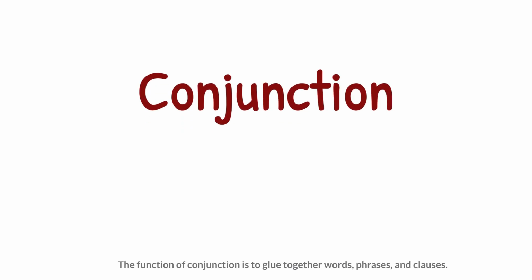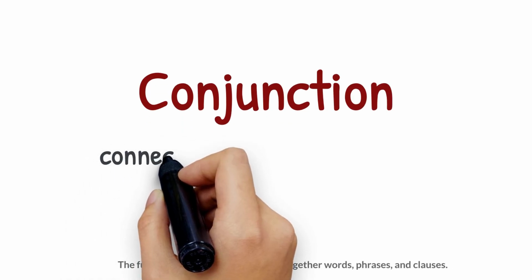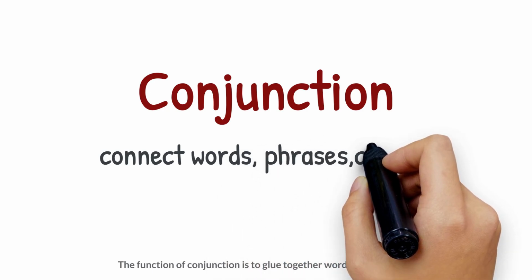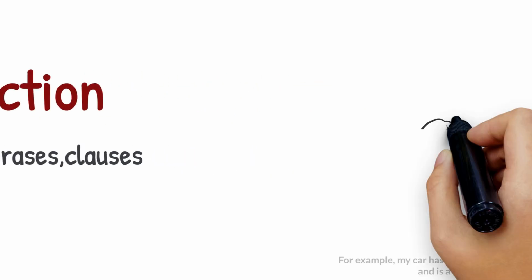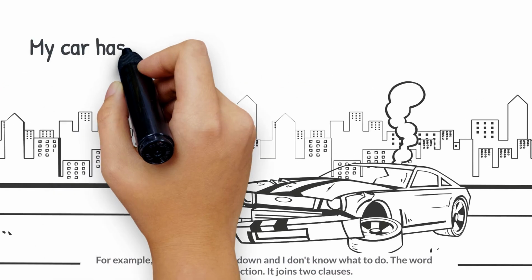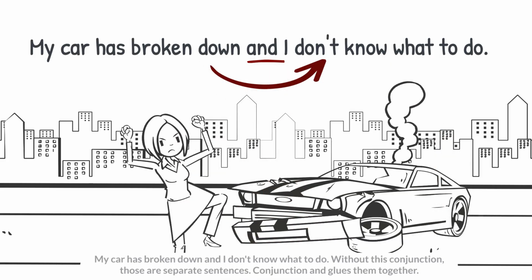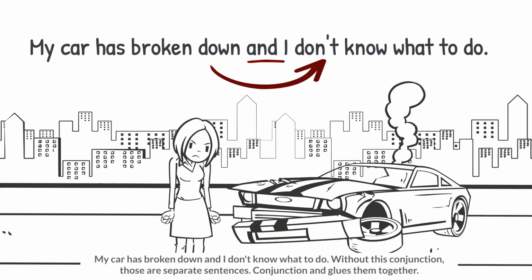Okay, the next part of speech is conjunction. The function of conjunction is to glue together words, phrases, and clauses. For example, my car has broken down and I don't know what to do. The word "and" is a conjunction. It joins two clauses. Without this conjunction, those are separate sentences. Conjunction "and" glues them together.